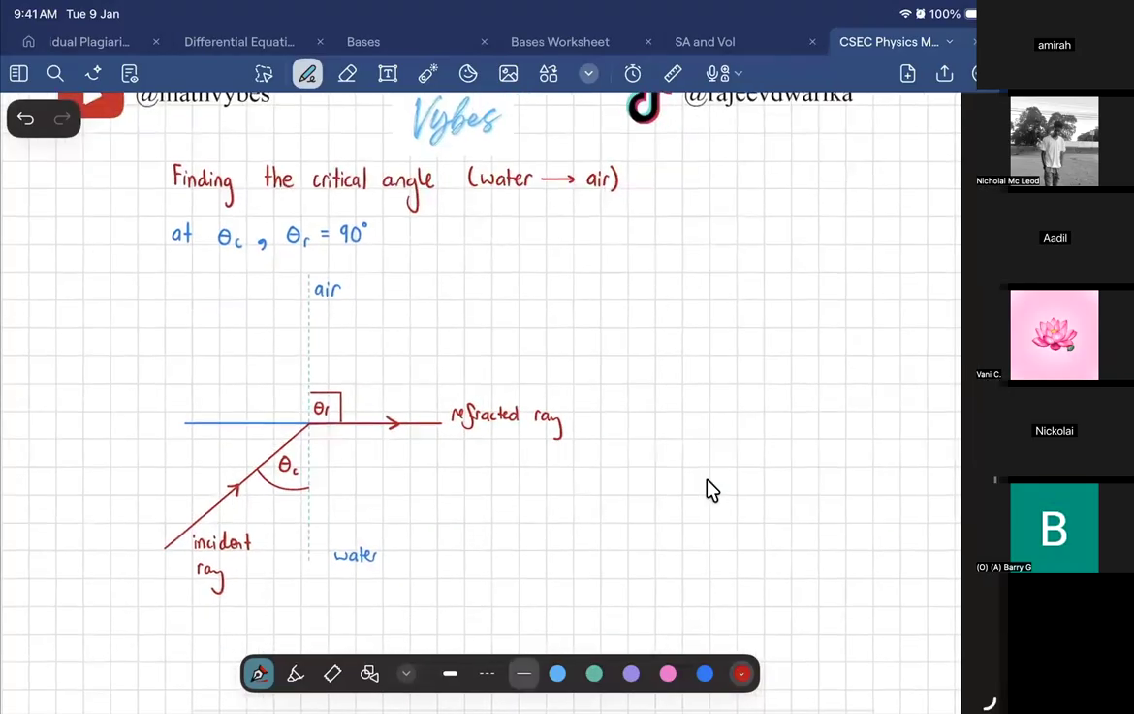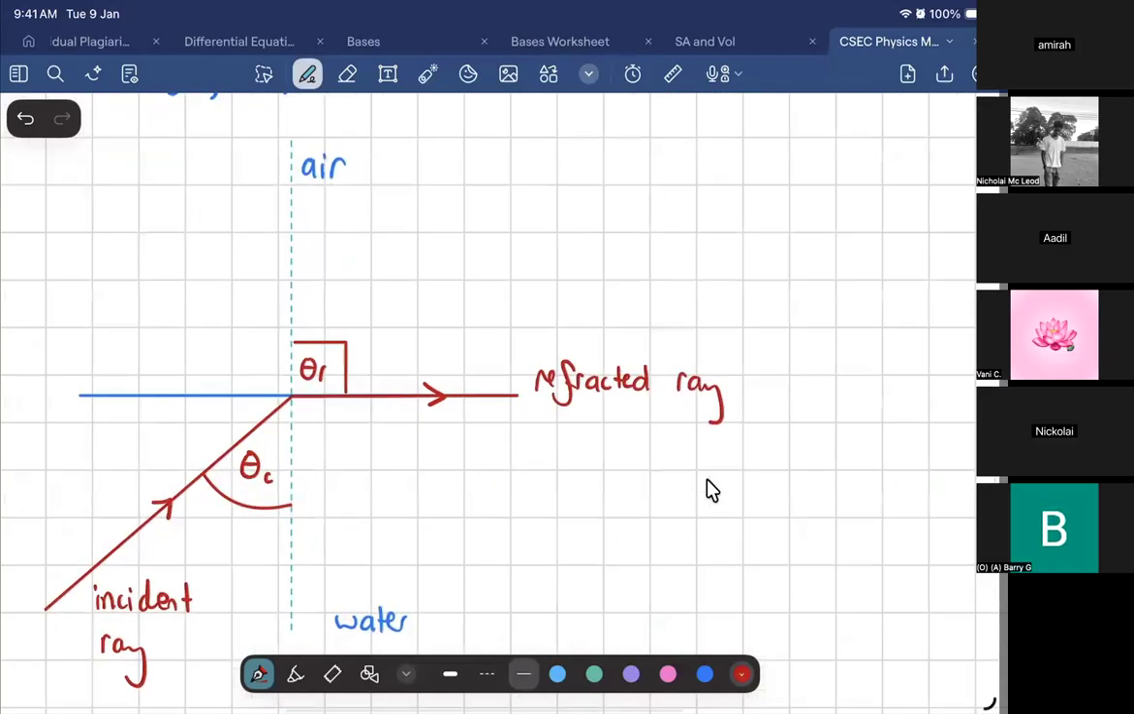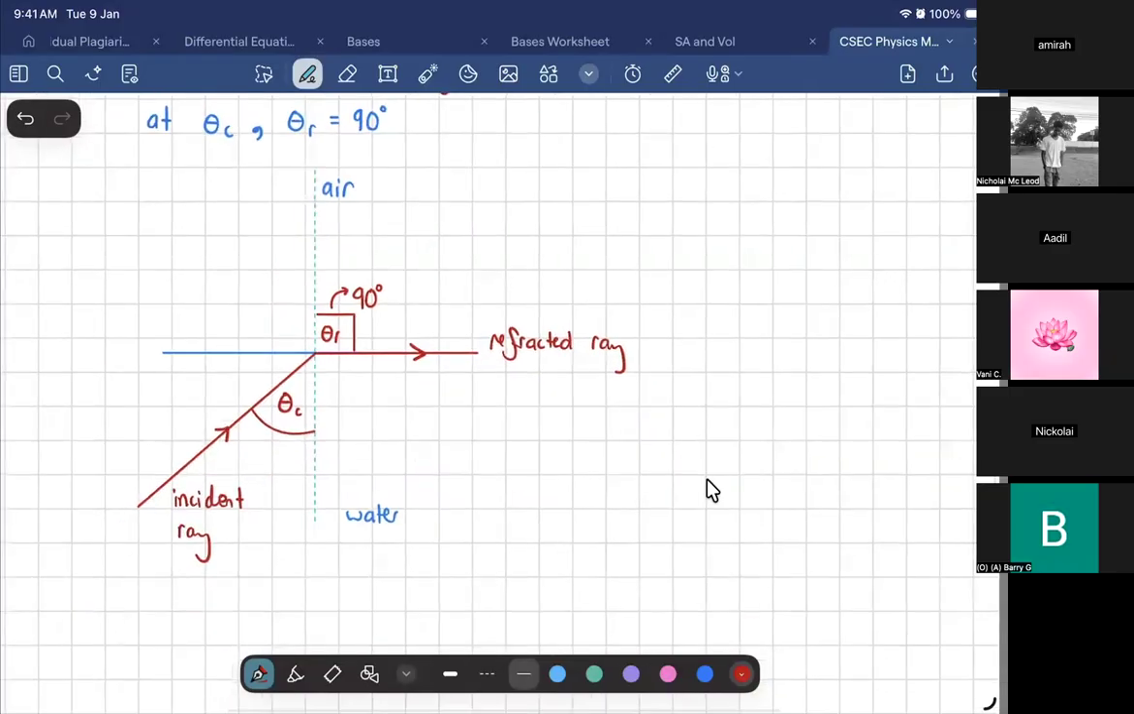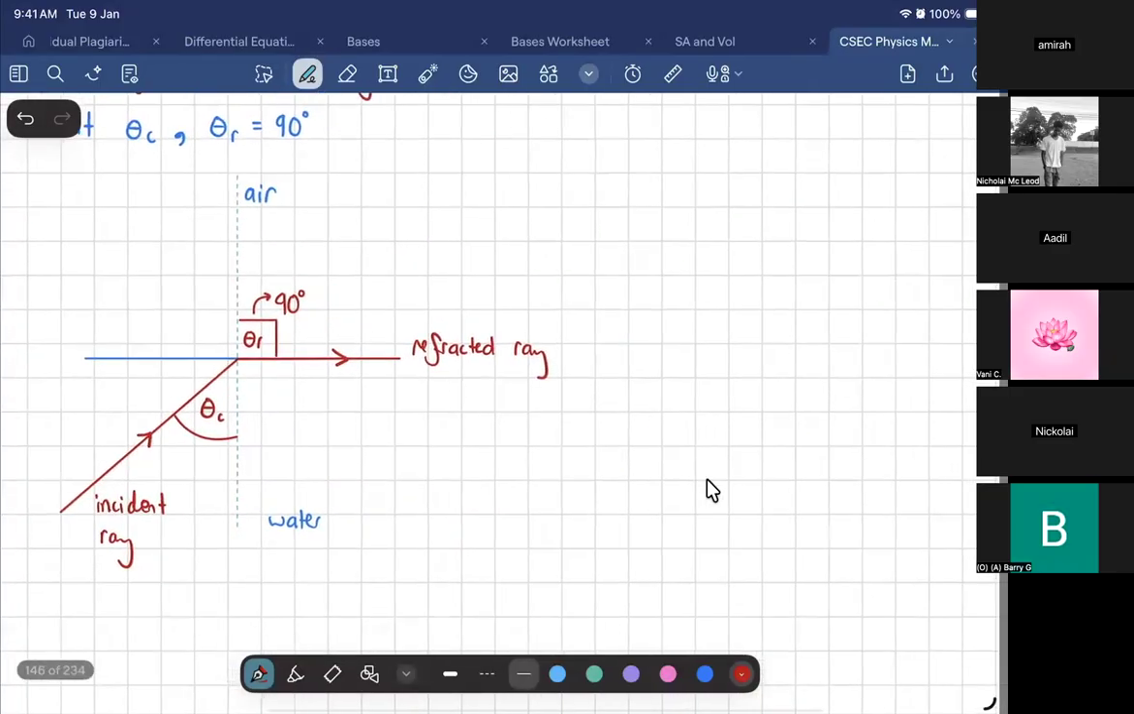So I'm going to call upon our very favorite person for this, Amira. You're going to help me with this. Amira, just remind me again, what's this angle? 90 degrees. Yeah, this angle is 90 degrees, right? Cool. So Amira, in this example, we're going from water to what?